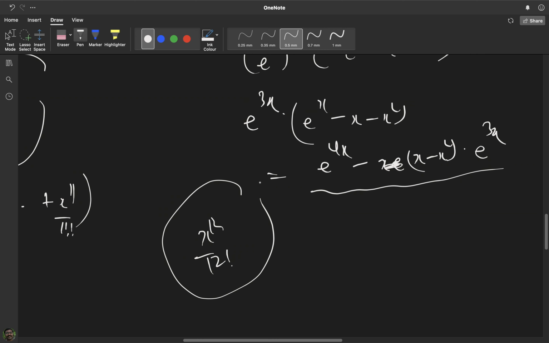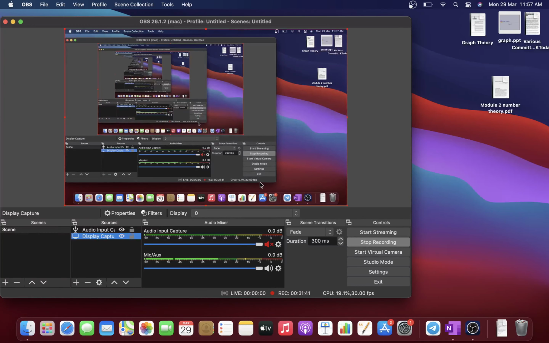Please do that. I hope it is clear what is exponential generating function. Try to do more problems, very simple section. Okay, thank you.